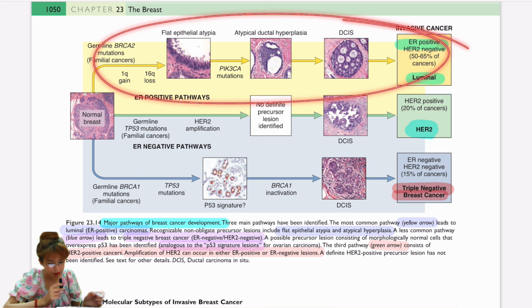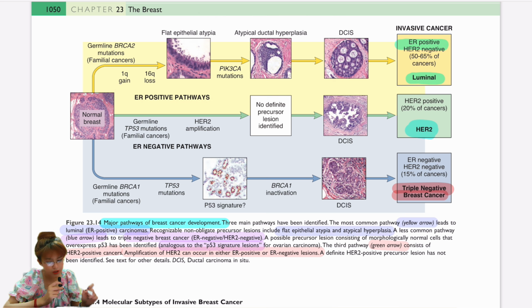This is the most common pathway, which leads to the development of the luminal ER positive carcinoma. So you can see that luminal cancers are ER positive. Now the precursor lesions, very important. You must know which are the precursor lesions of which kind of cancer. So what are the precursor lesions of luminal cancer? Number one is flat epithelial atypia, and number two is atypical ductal hyperplasia. So these two are the precursor lesions of luminal type of breast cancer.